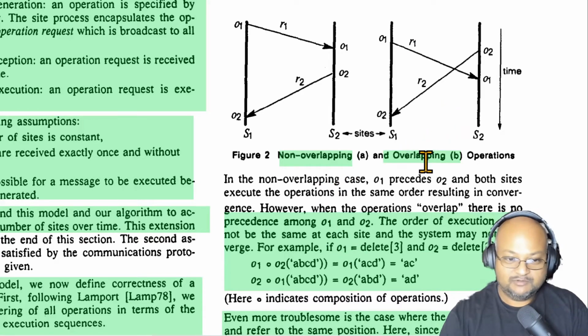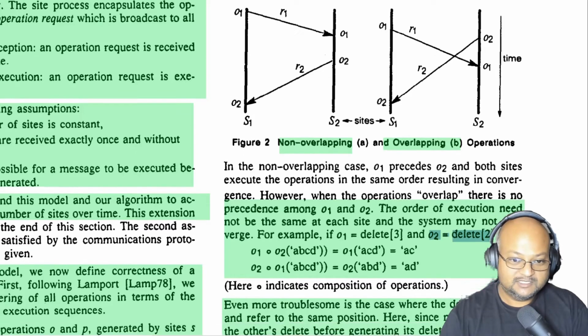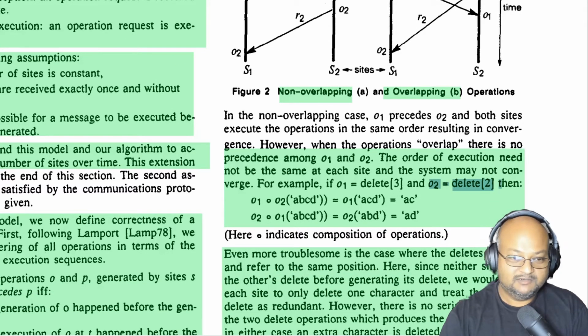When you have two operations that are overlapping in time, as you have over here, say you start with the string ABCD in your document, and one site generates the operation delete the character at position 3, and the other one generates the operation delete the character at position 2. Since O1 and O2 are overlapping, and precedence is not a total ordering, there is no precedence among O1 and O2. And depending on the order in which you apply them, you'll end up with two totally different strings. So that's something you don't want.